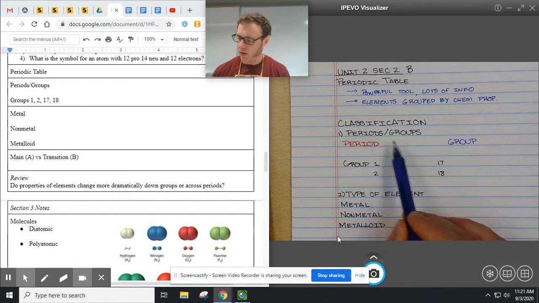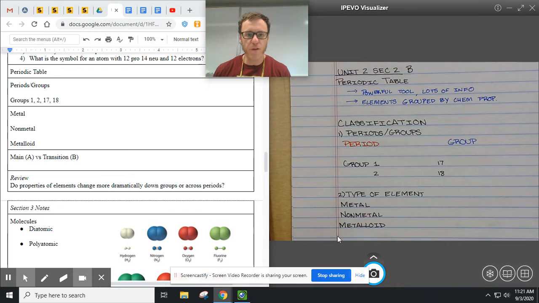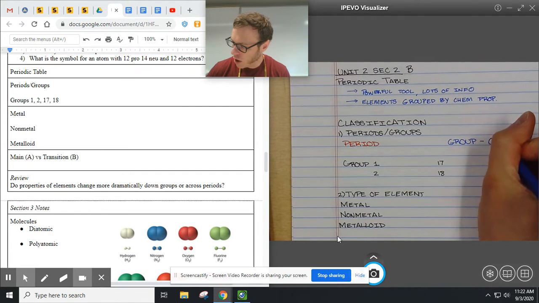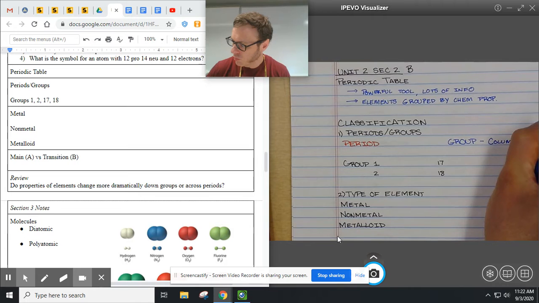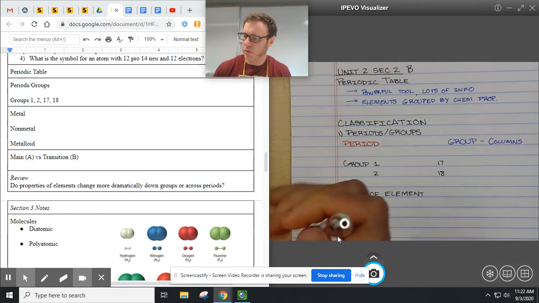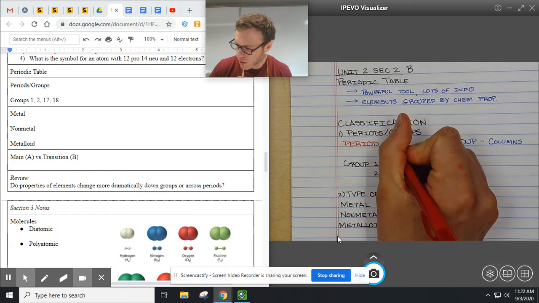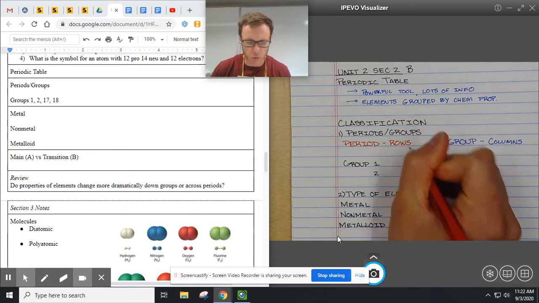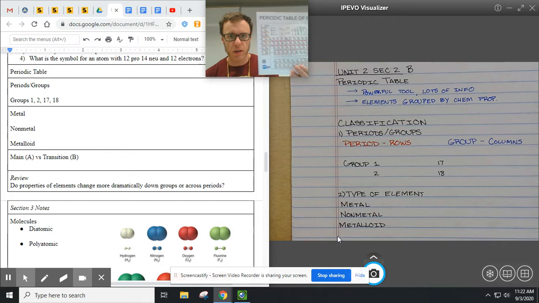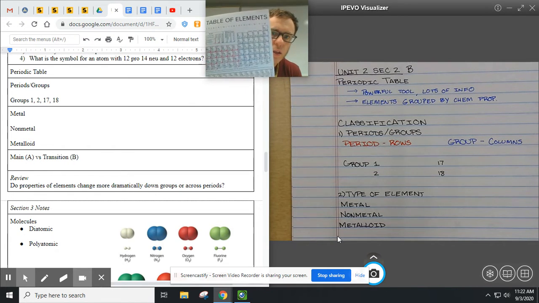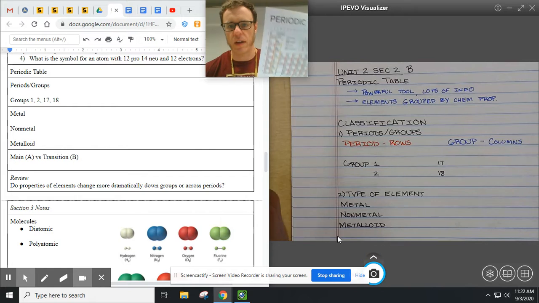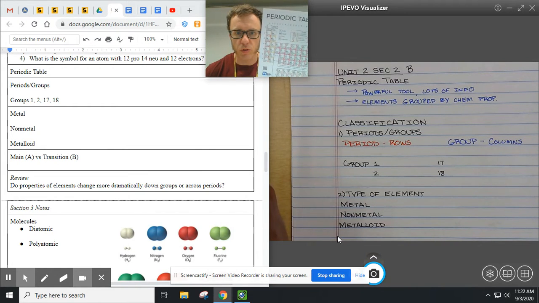Now, as far as classifications go, there's different ways of classifying. We're going to start by talking about periods and groups. Groups are columns. Periods are rows. When we look at the periodic table, there are 7 rows, or 7 periods, and there are 18 groups across.